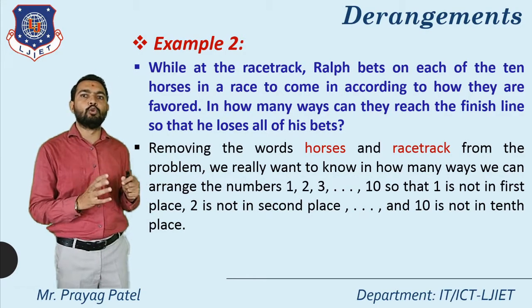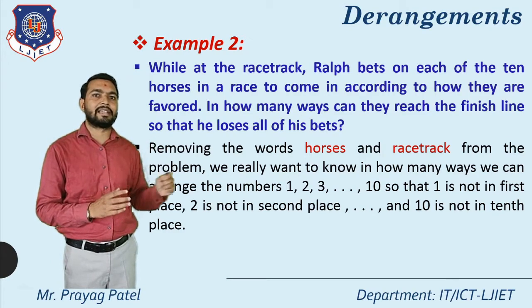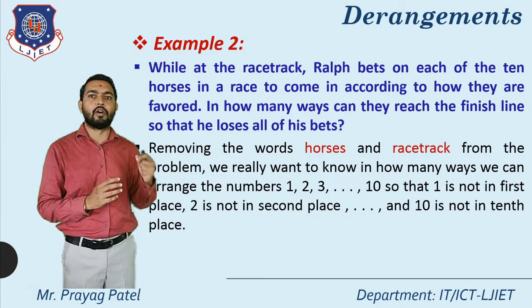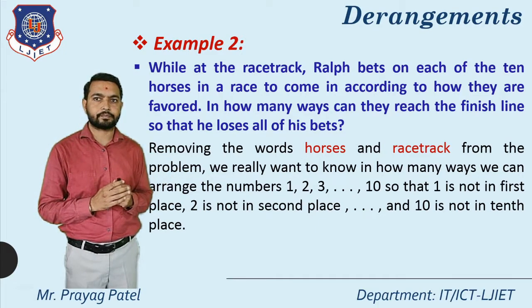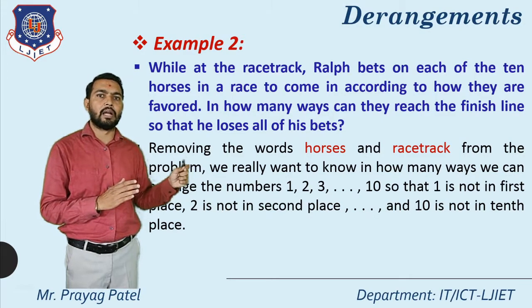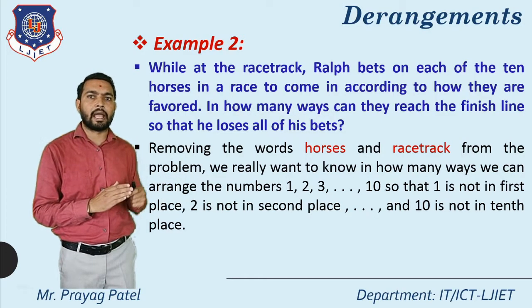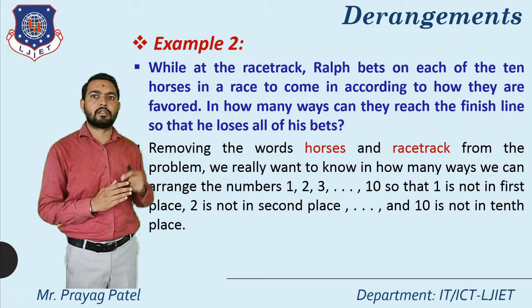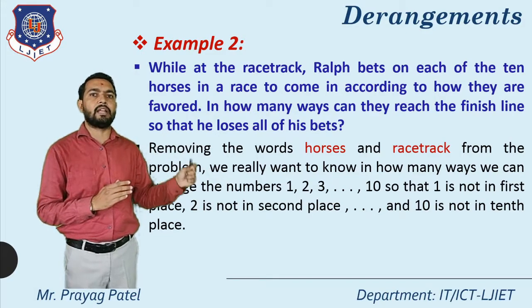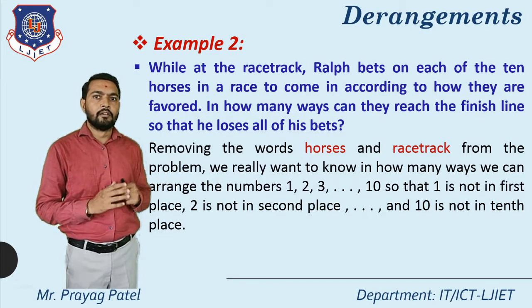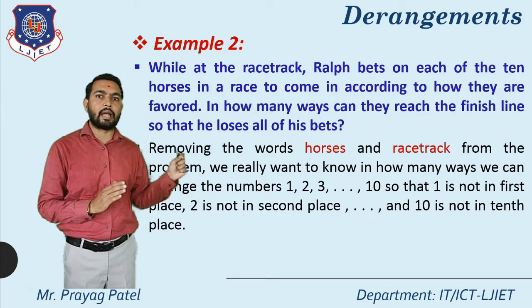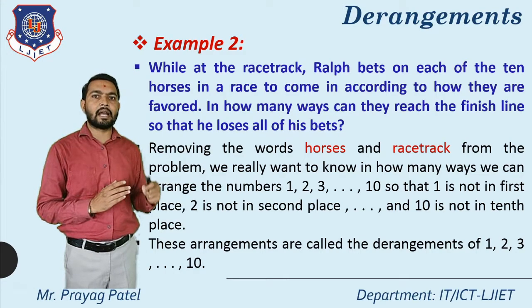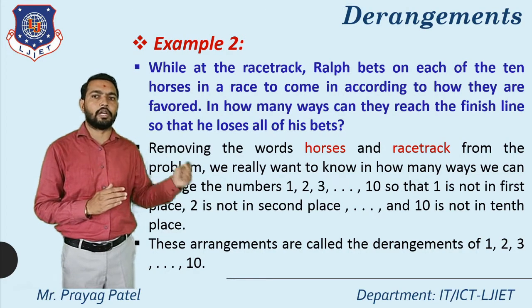So here we remove the words horses and racetrack from this problem, and we directly consider the numbers 1, 2, 3, 4 up to 10. So 10 horses are available and we arrange these 10 numbers according to dearrangement, so that 1 is not in first place, 2 is not in second place, up to 10 is not in 10th place. We have to arrange the numbers 1 to 10 according to this condition. This arrangement is called the dearrangement of 1, 2, 3 up to 10.